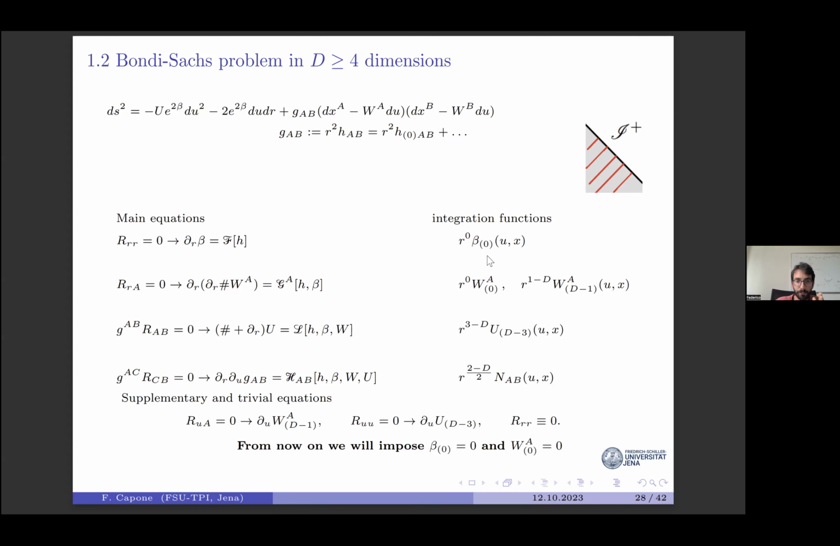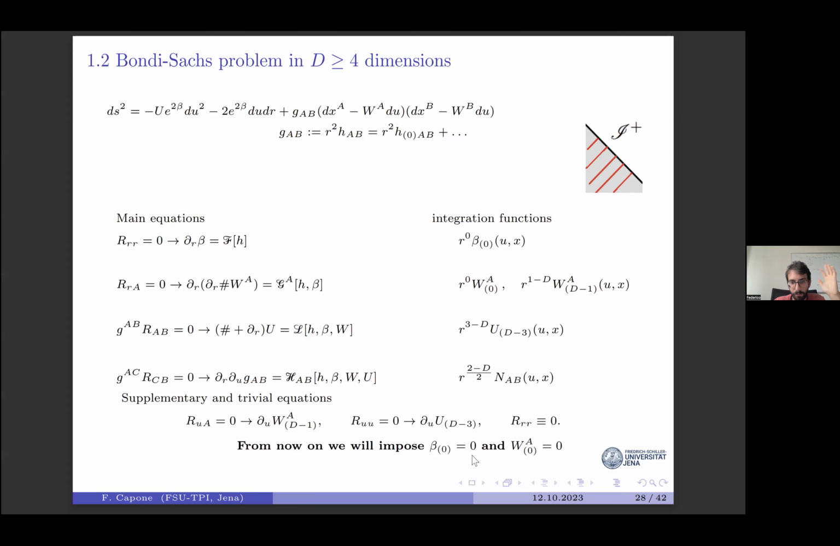And the solution is actually given in terms of some integration functions. There is a fourth equation which tells you how the H, or as I call it here, G, by this definition, that you impose on this initial surface evolves to a later surface. And this also comes with an integration function. Then there are other two equations which tell you how this integration function, which is associated with the angular momentum of the space-time, and this integration function, which is associated with the mass of the space-time, evolve in time. And the last equation is just a trivial equation.